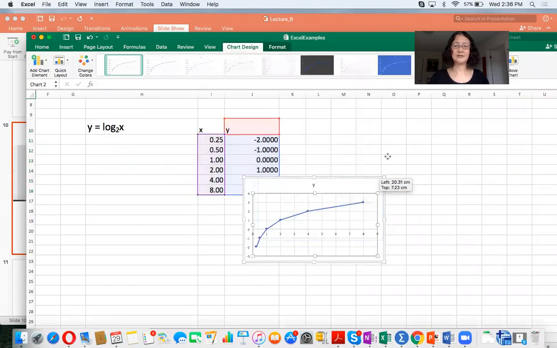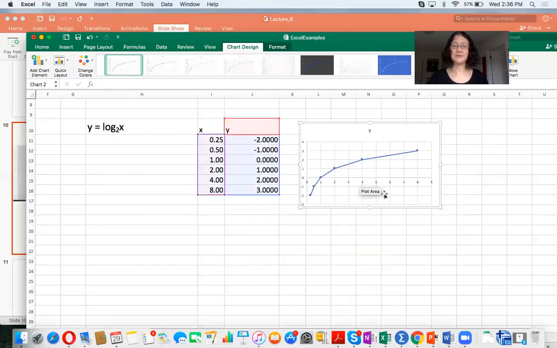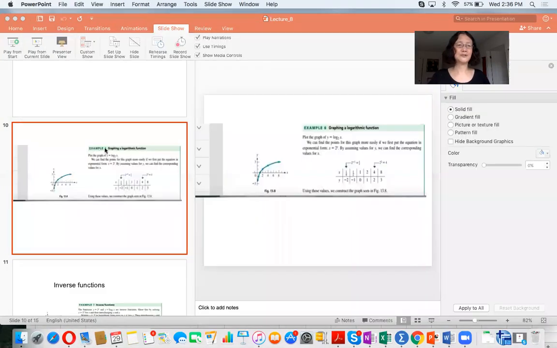See, you have this graph, the same as we did by hand. Okay, just move over here. This is the logarithm function in Excel. Okay.